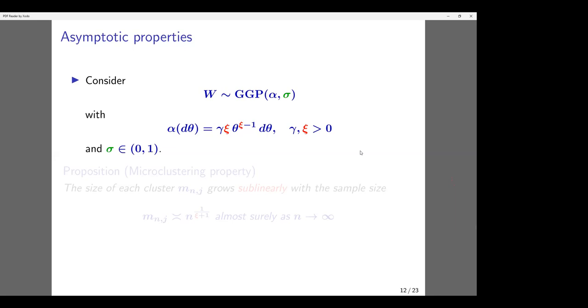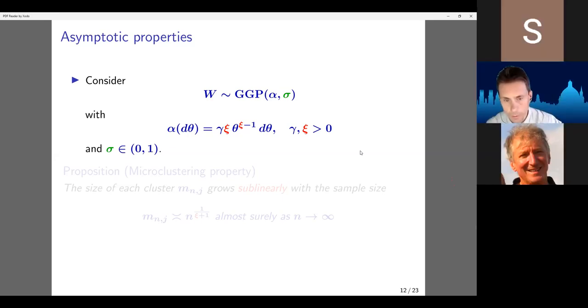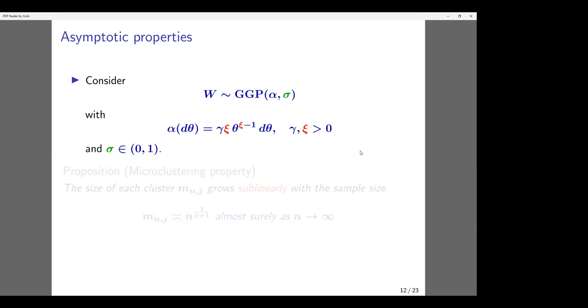And I take for the base measure alpha some scaling parameter gamma, which is not really important, times theta to the power c minus 1 times d theta, where c is a strictly positive parameter. So if c is equal to 1, you recover the Lebesgue measure up to a constant, and otherwise it might increase faster or not.